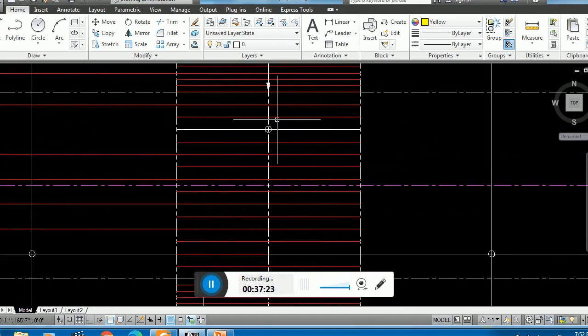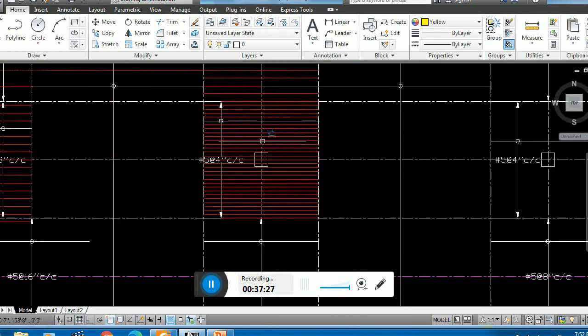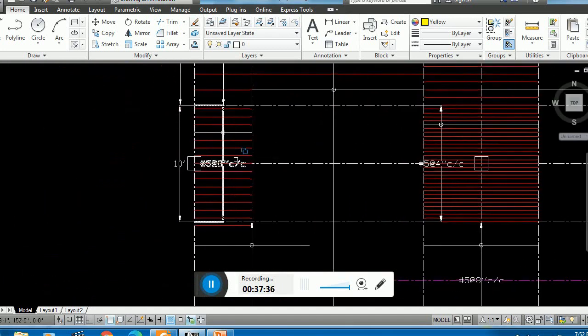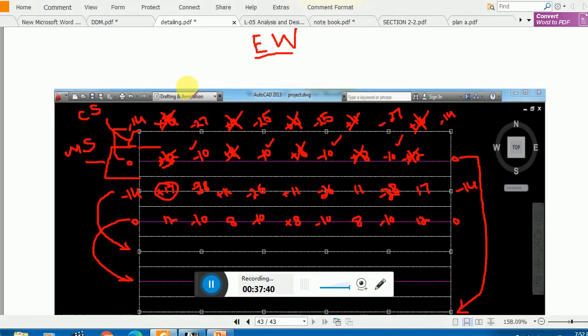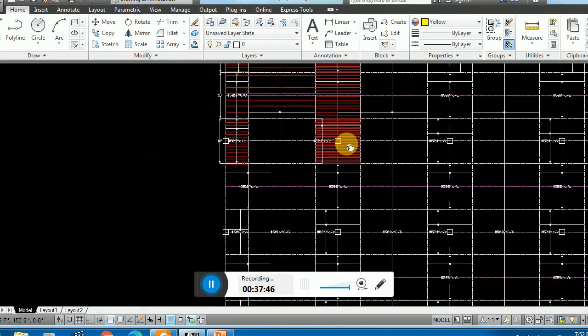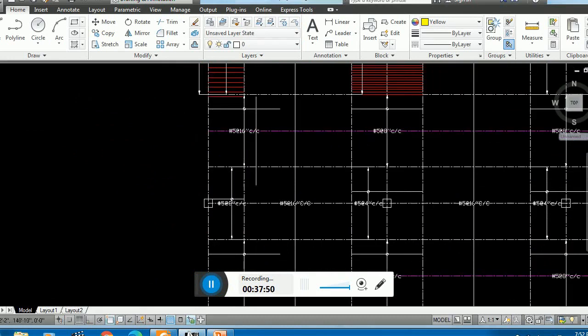Again, in the interior column region, I am using number 5 at the rate of 4 inch in the east-west direction. And similarly here, the movement is minus 14. So for that minus 14, again I am using number 5 at the rate of 8 inch center to center. And the rest of the things you see number 5 at the rate of 16 inch center to center.